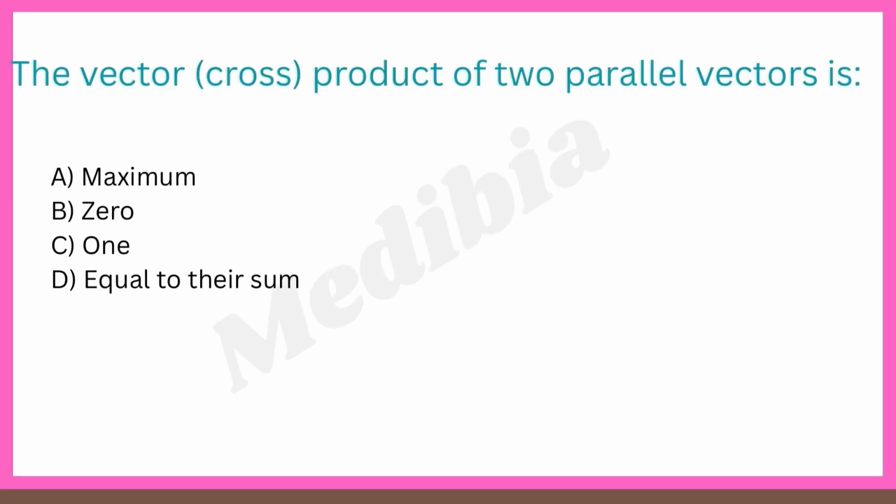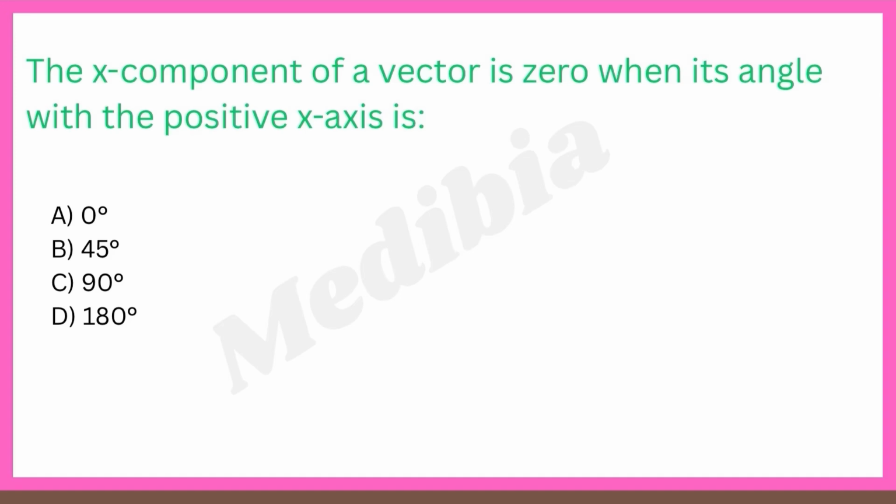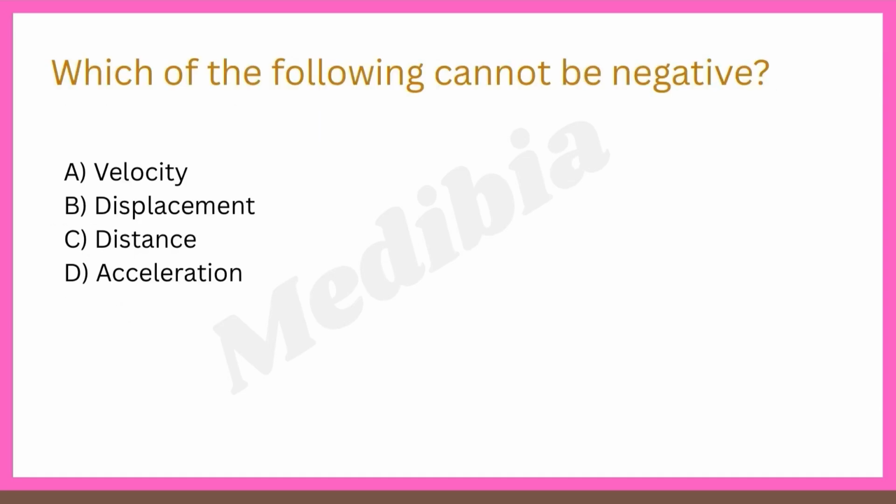The vector product of two parallel vectors is: maximum, 0, 1, equal to their sum. The x component of a vector is 0 when its angle with the positive x-axis is: 0 degree, 45 degree, 90 degree, 180 degree. Which of the following cannot be negative? Velocity, displacement, distance, acceleration.